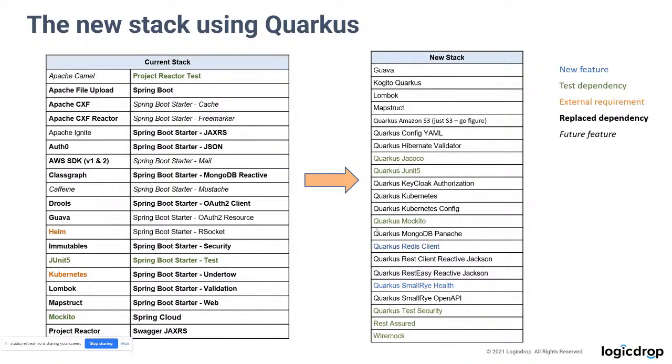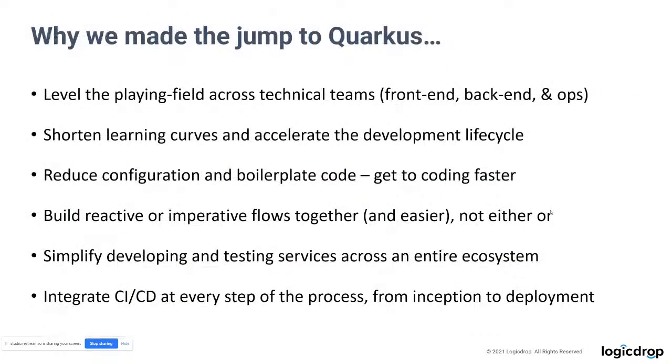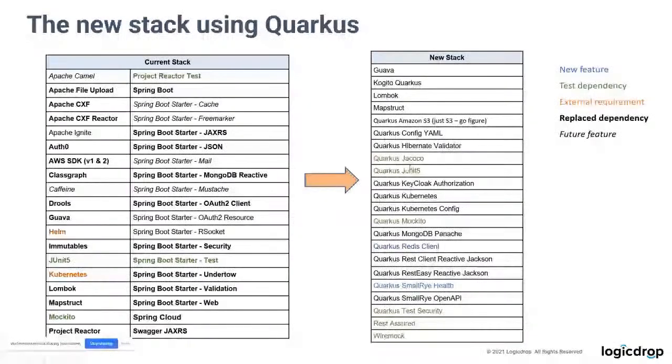And then you can see here too, Helm, Kubernetes. These are all things that we had to pull in just as a part of our core. When we went over to Quarkus, if you get rid of all the test dependencies, it's a pretty small surface area of dependencies. Nice. But there's no CXF in the new stack. No, we don't use it. We got rid of it.